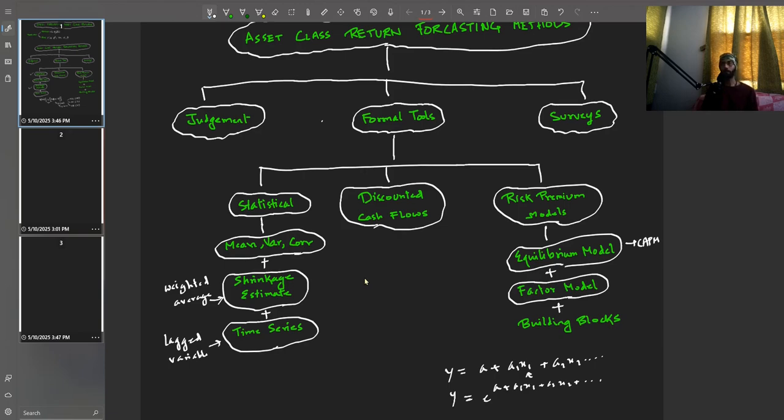Then comes the building block models. Building block models basically have four segments. First you begin with the risk-free rate, then you add the term premium to it, then you add the quality or credit premium to it, and then you add the liquidity premium to it. So basically the risk-free rate plus the term premium, that is, because of the time difference, what the rate happens to be. Let's say a government bond of 3 months maturity and a government bond of 10 years maturity.